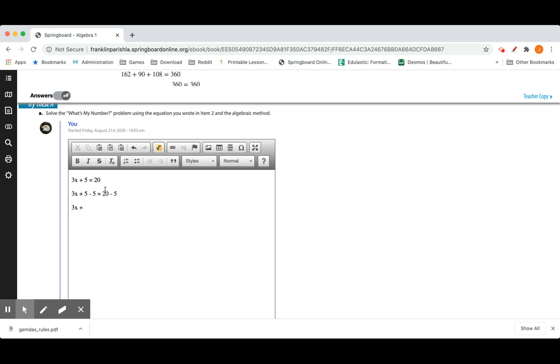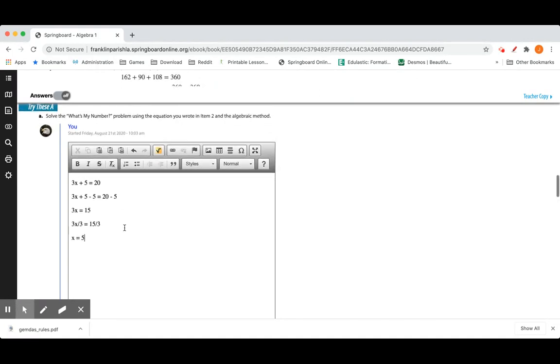3x would be equal to 5 minus 5 is 0, so that would go away. We don't write plus 0 since we know it doesn't change anything. 20 minus 5 is 15. Okay, next we're going to use division again, so we're going to say 3x divided by 3 equals 15 divided by 3. And we want to divide by 3 because 3 divided by 3 is 1, and it'll just leave us with 1x. 15 divided by 3 is 5.